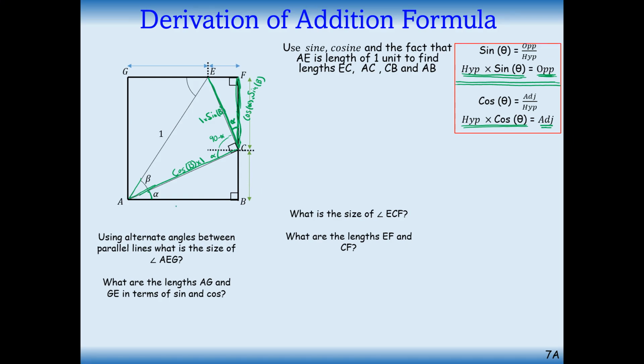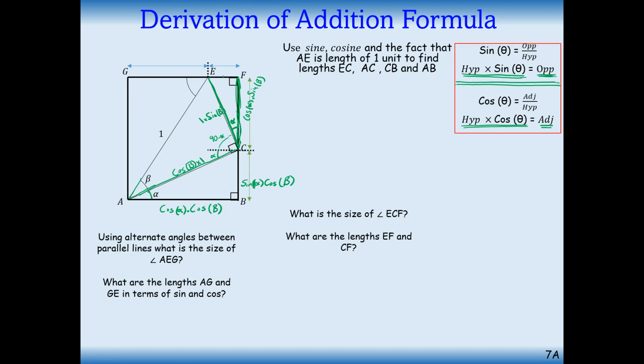Going back down to the bottom triangle, the length B to C is the opposite side of angle alpha, and opposite relates to the sine. We take sine of alpha and multiply it by the hypotenuse, which is cos beta. So the length B to C is simply sine alpha times cos beta. The length A to B is the adjacent side of the triangle, so we take cos alpha and multiply it by the hypotenuse, which is cos beta.